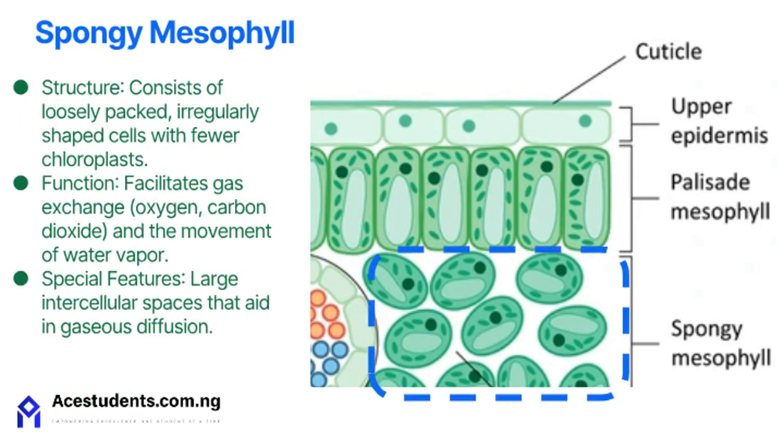The spongy mesophyll, located below the palisade mesophyll, consists of loosely packed, irregularly shaped cells with fewer chloroplasts. This layer facilitates gas exchange, allowing oxygen and carbon dioxide to move freely, as well as the movement of water vapor. The large intercellular spaces within this layer aid in efficient gaseous diffusion.